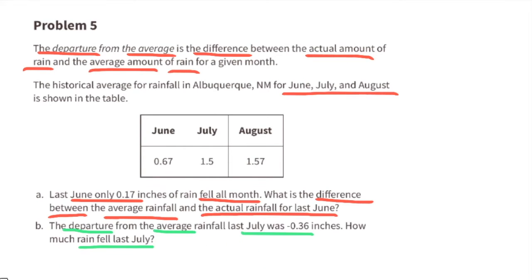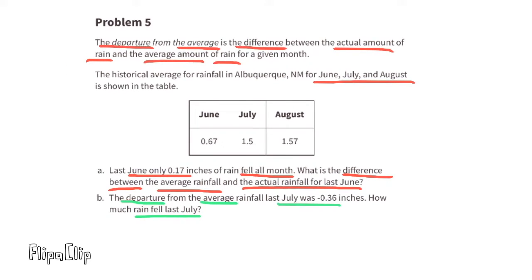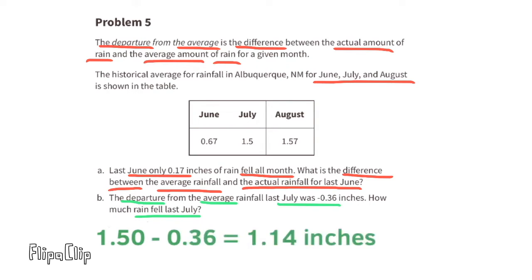B. The departure from the average rainfall last July was negative 0.36 inches. How much rainfall fell last July? 1.5 inches minus 0.36 of an inch equals 1.14 inches. Last July, there was 1.14 inches of rain.